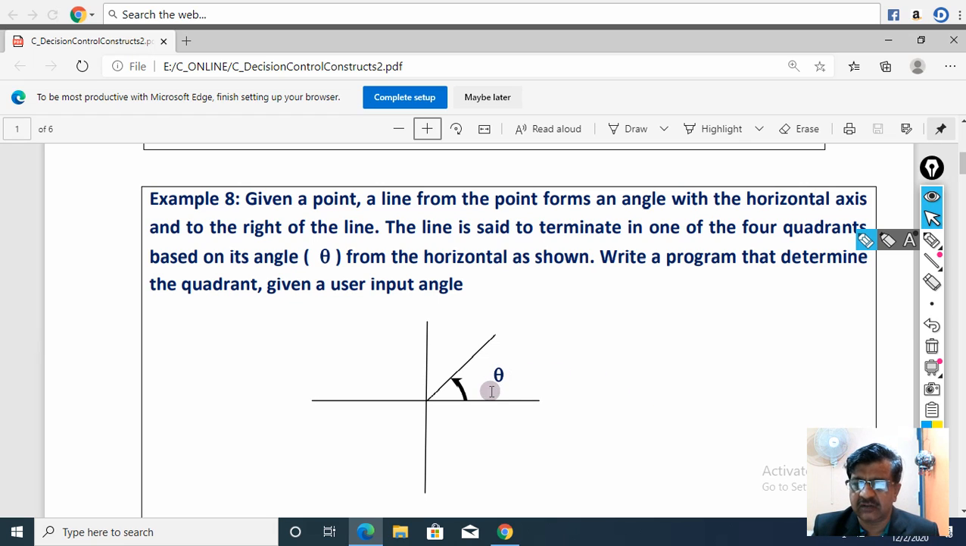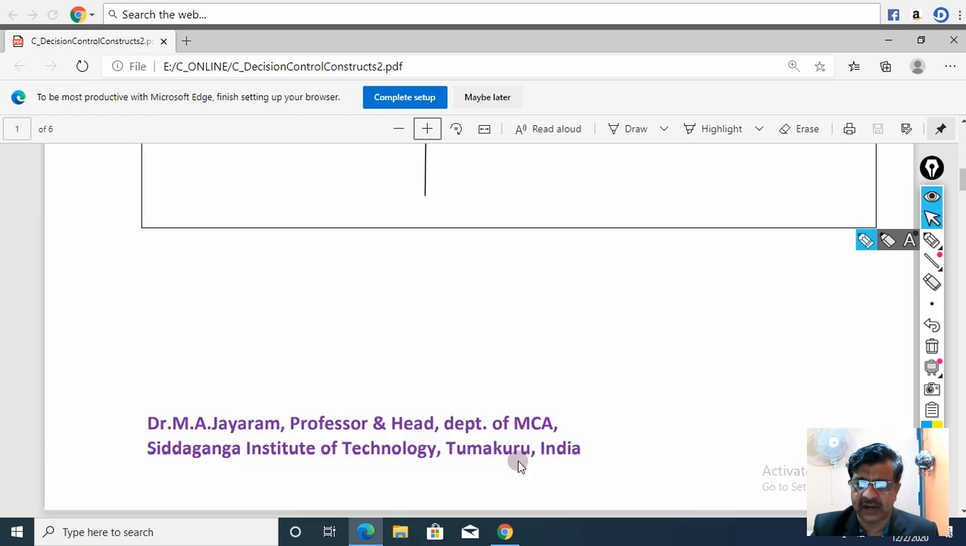So the user will give an input angle which will be measured in the anti-clockwise direction with respect to the x-axis, and when it is 0, the program should print positive x-axis. When it is 90 degrees, it should be positive y. When it is 180 degrees, it is negative x, and when it is 270 degrees, it is negative y, and in between you should come out with the respective appropriate quadrant.